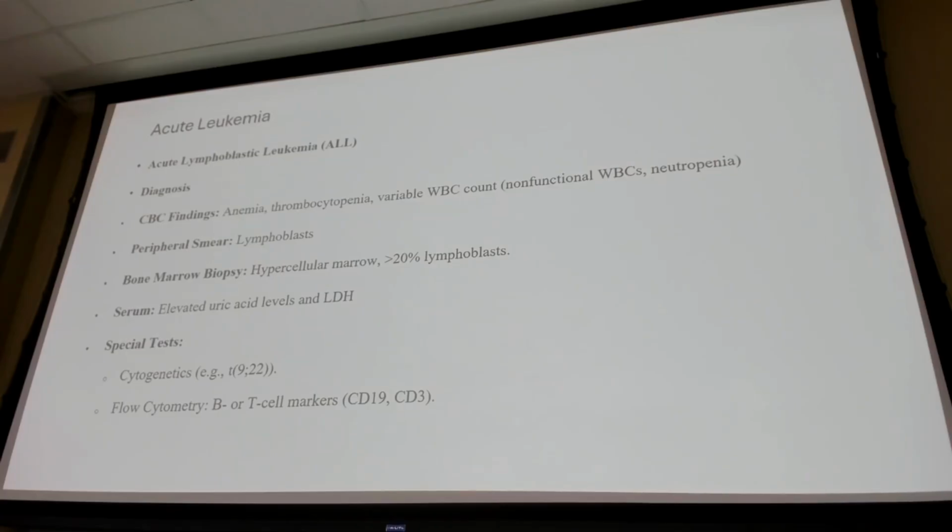Peripheral smear. What cell are we looking for if we're dealing with acute lymphoblastic leukemia? Lymphoblast. Bone marrow, again, hypercellular, by definition greater than 20% blasts. Elevated uric acid, elevated LDH. As it turns out, cancer cells, abnormal cells, seem to overproduce LDH. Again, don't get bent out of shape over the cytogenetics, but these markers are important to help identify the cell. This way, you can figure out exactly what the cell is.